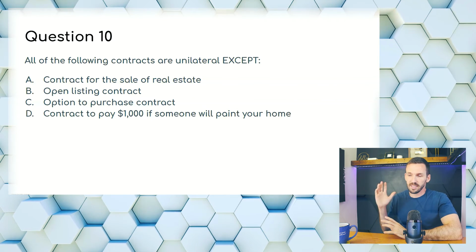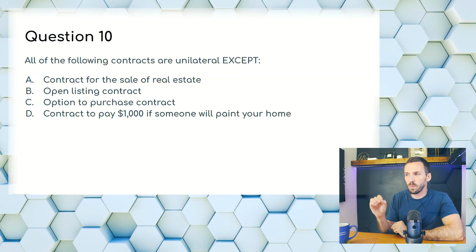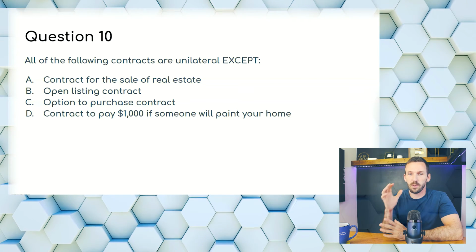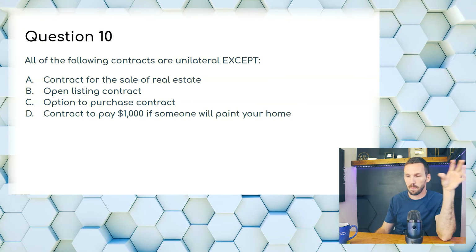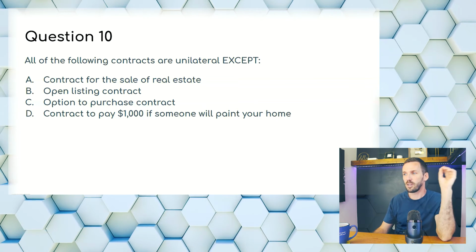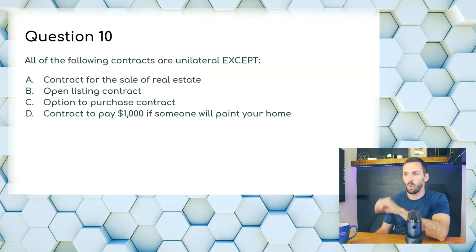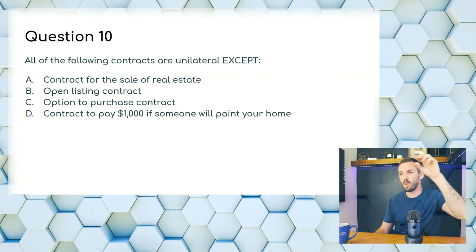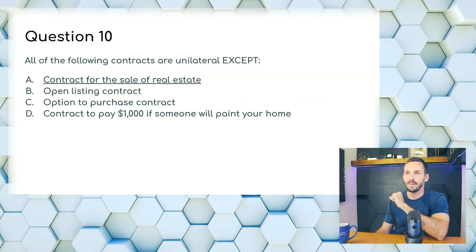So in A, contract for the sale of real estate, that's like a normal contract or just your typical offer to purchase. That is not unilateral. That is your bilateral contract. So as both parties are required to fulfill promises in that case. So one party promises to sell the house while one party promises to pay. The answer here is A.